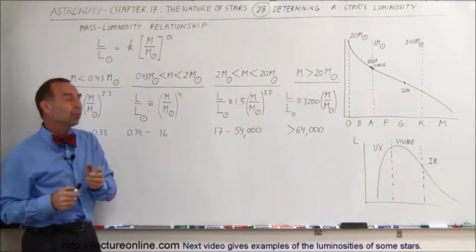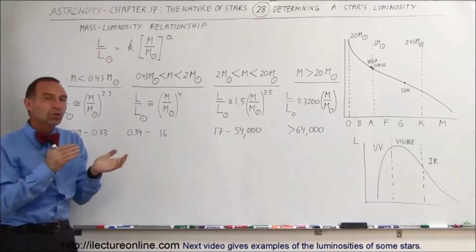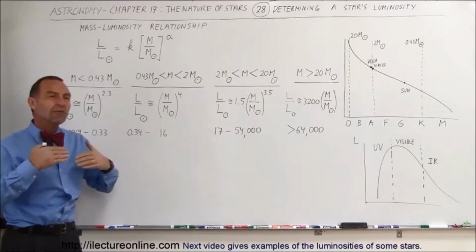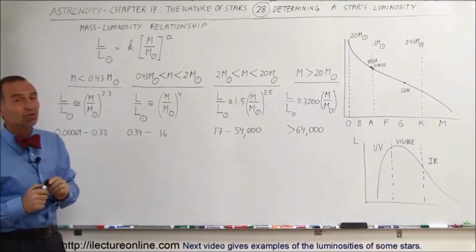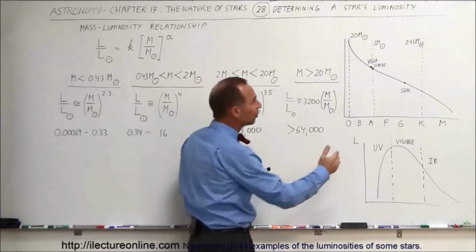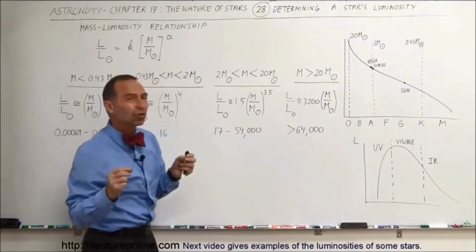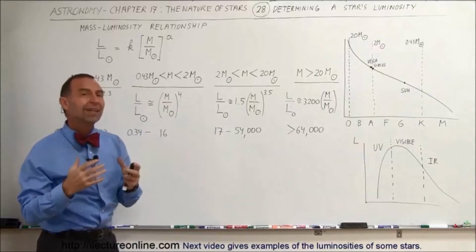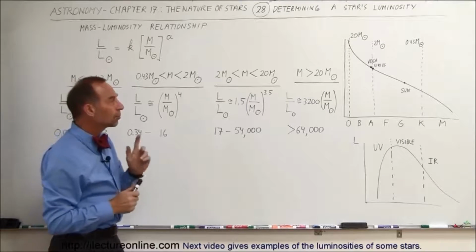But we did find out a mass-luminosity relationship. We do know that the luminosity of a star often has to do with how much mass it has, especially when we talk about a main sequence star. On the main sequence, we realize that if we determine where on the main sequence a star appears, we can then determine how much mass it has, and from that we should be able to find a mass-luminosity relationship.